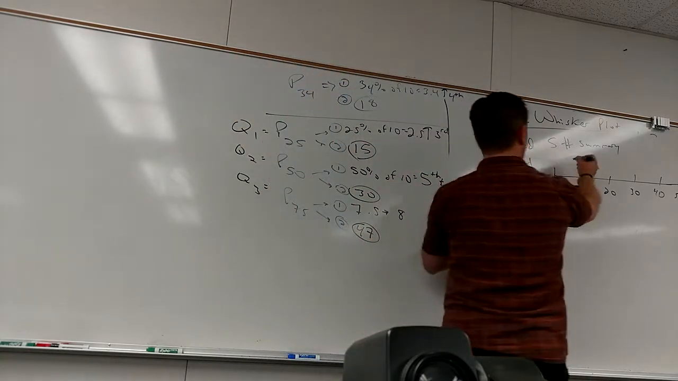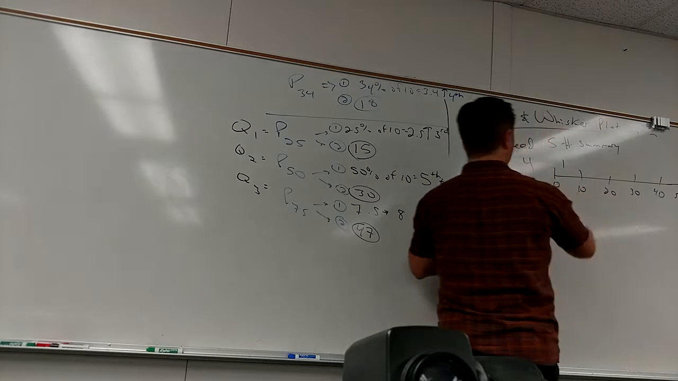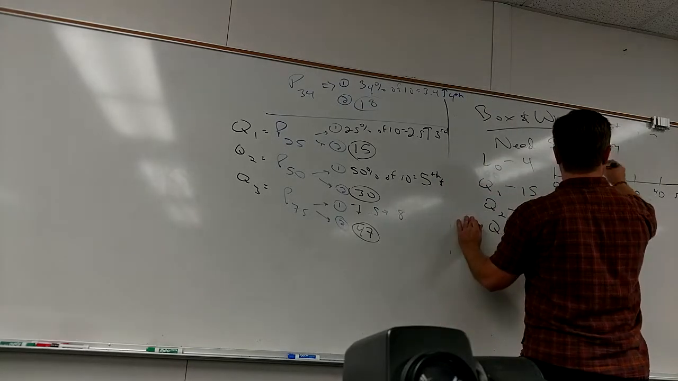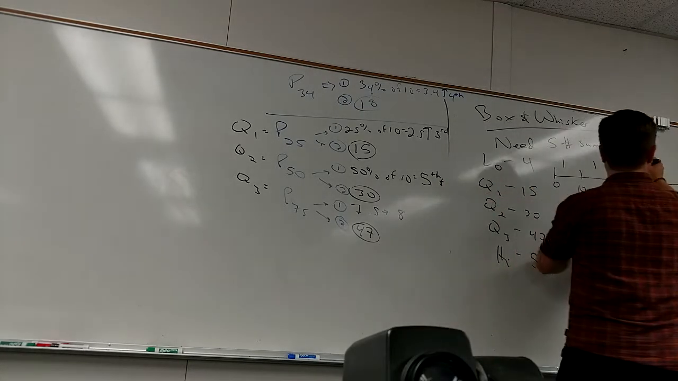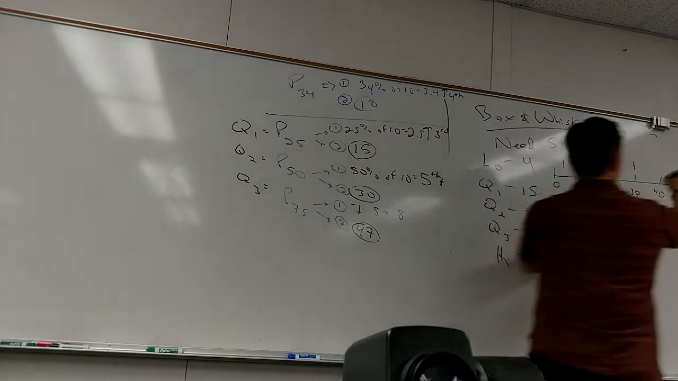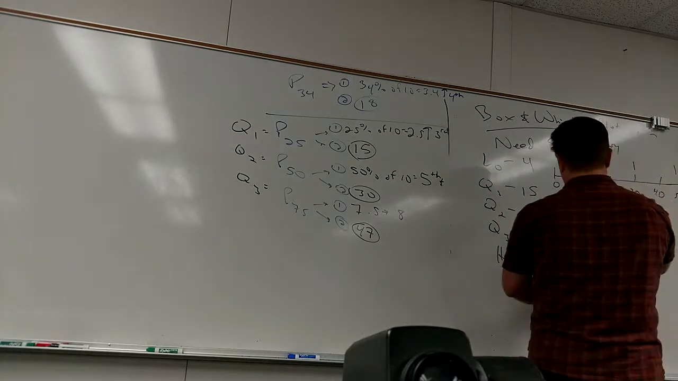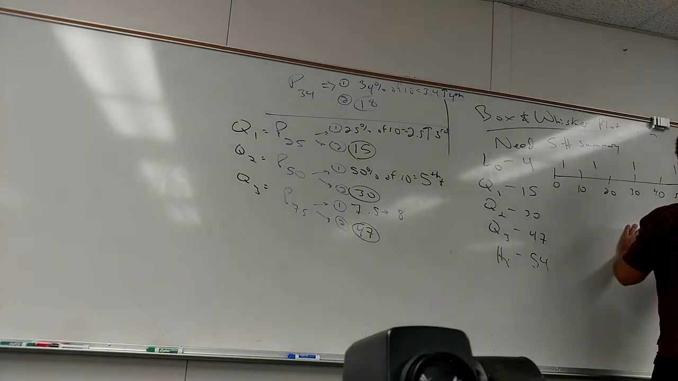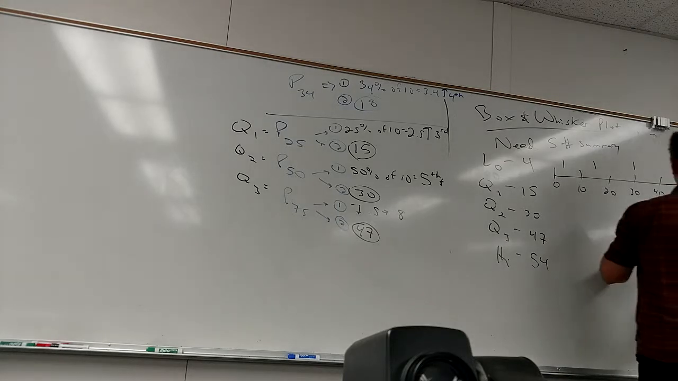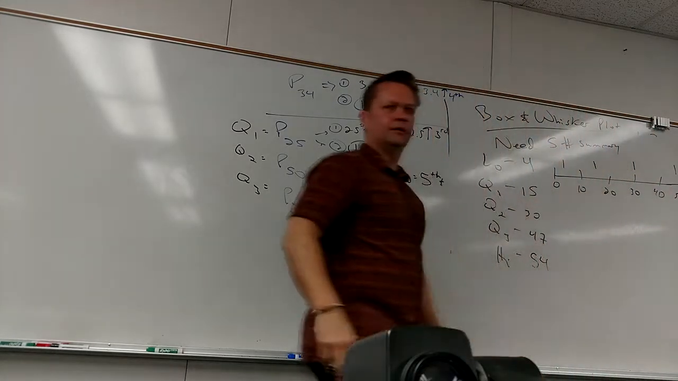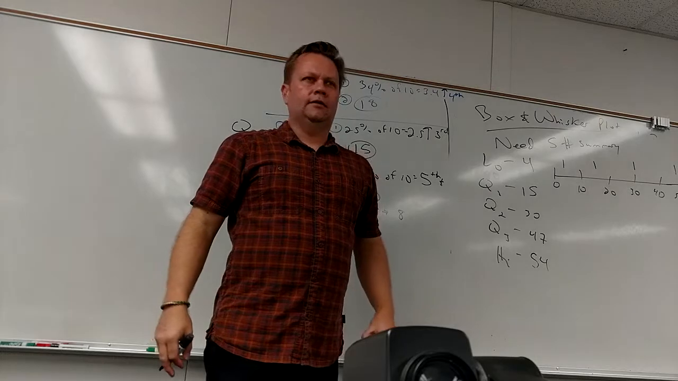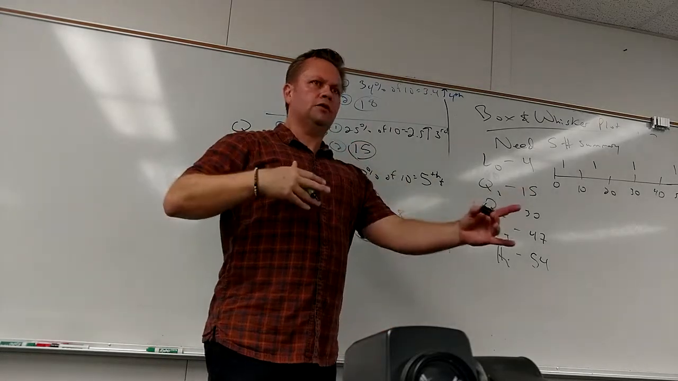So where's 4? 4 is roughly right there. 15 is right between these guys. 30 is right there. Thank God. 47 is almost 50. And then 54 is... got it. Right about where that was. That's exciting. And then here comes the box and the whisker.